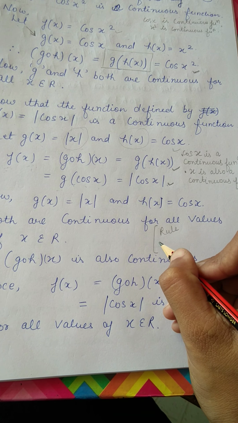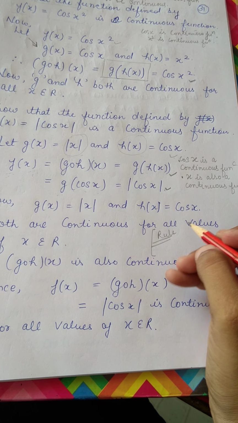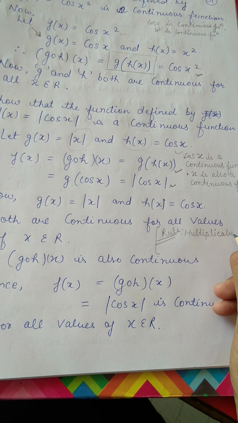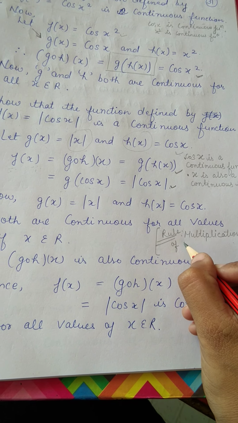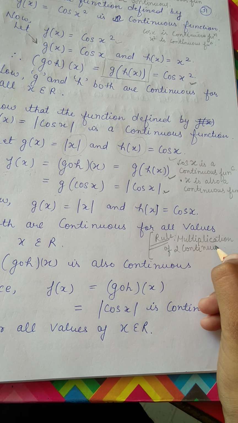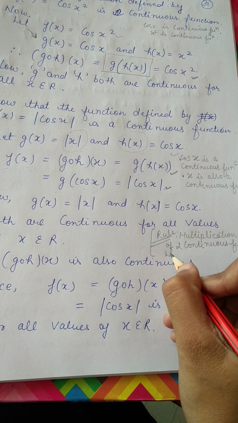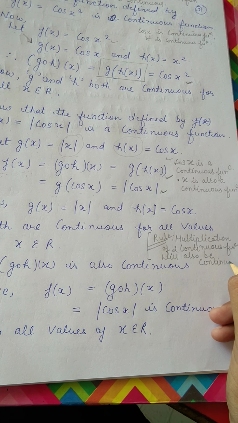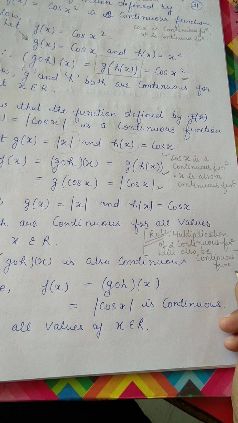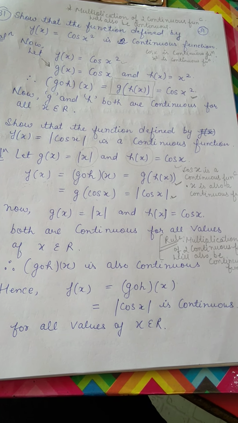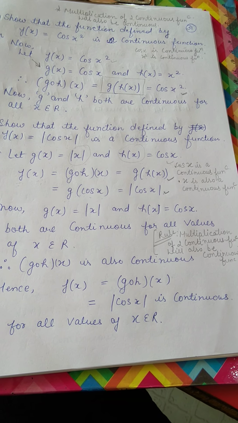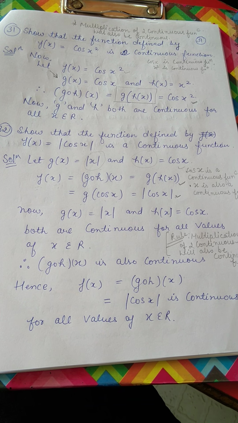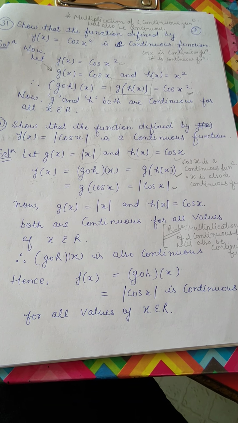Now using this rule, which I am writing here: as per this rule, the multiplication of two continuous functions will also be continuous. What does this mean? It means when we multiply two continuous functions, the answer that comes from the multiplication will also be continuous. Clear? If we multiply two continuous functions, the result will also be continuous.